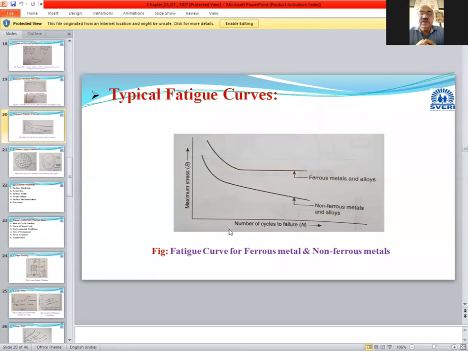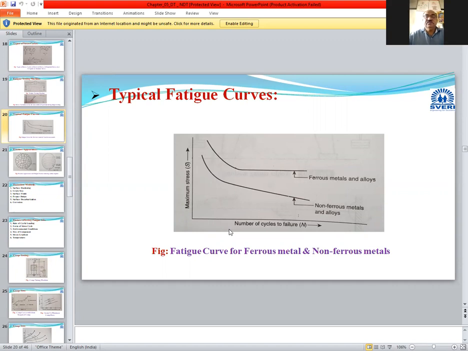Here, maximum stress, minimum number of cycles. And if you apply a large number of cycles, it leads to failure of the material, as shown in the graphs. Okay, with more cycles the stress will be more, and the component will break under those conditions. The fatigue curve for ferrous and non-ferrous materials is also there.